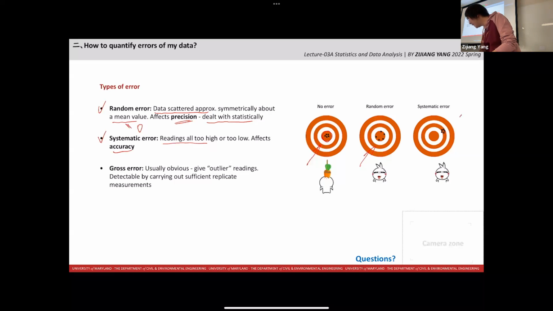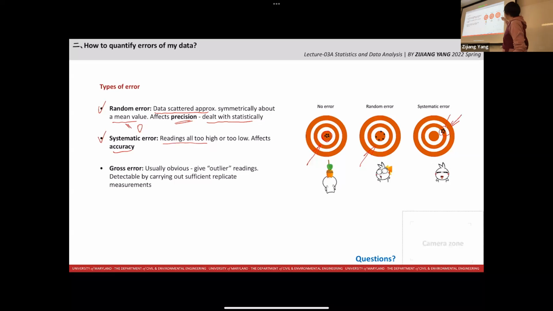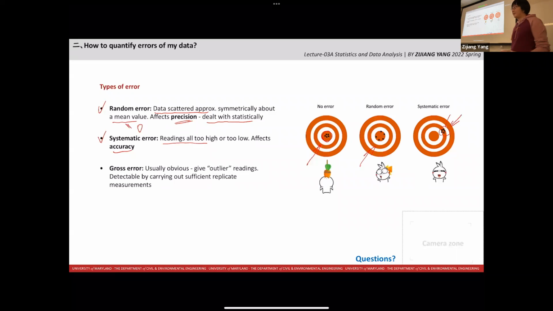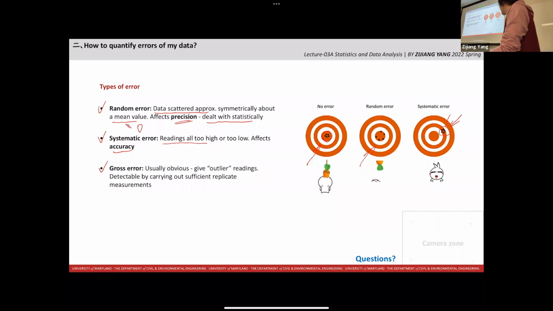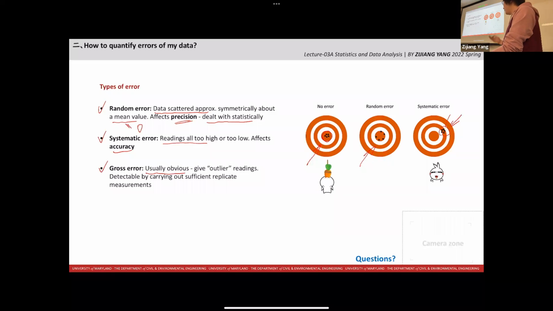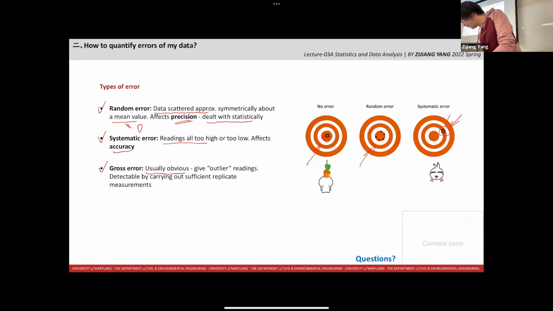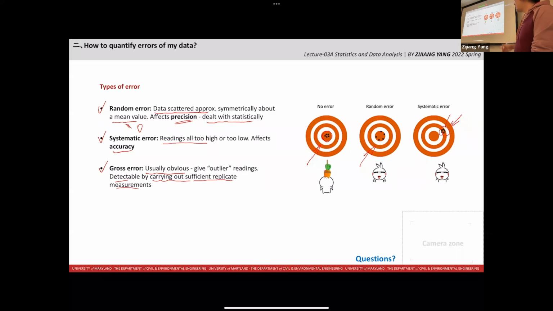And for the systematic error, the data are shifted or get totally away from the true value. And we also have another type of error, which is a gross error. This is usually obvious, and we consider it an outlier, and it can be detected by carrying out sufficient replicates of measurements. If we only have one measurement, we cannot identify the outlier.